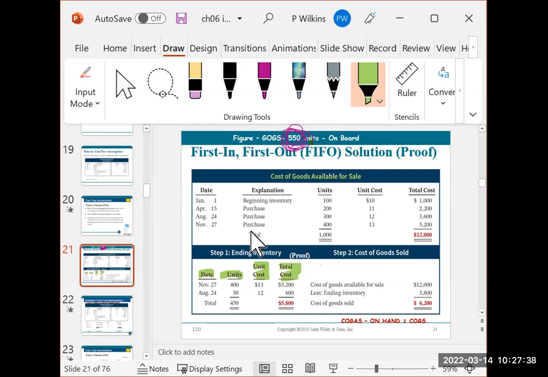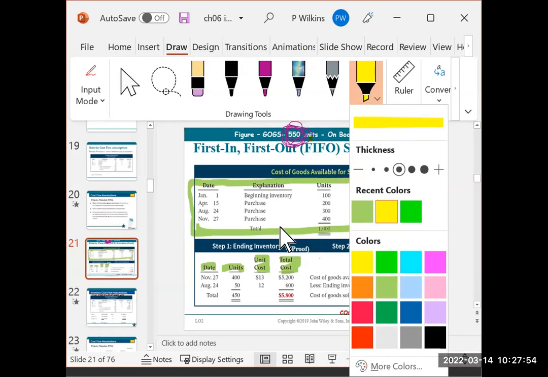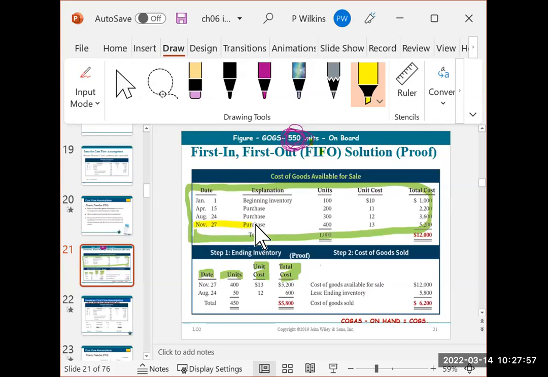All right, so what do we want to get to? We want to get to 450 units. We look at the cost of goods available for sale at the top, and we count from the bottom up until we get to 450. November 27th, there was a purchase of 400 units at $13 each for a total of $5,200. We're going to take all 400 units because we're trying to get to 450. So in our proof we go November 27th, 400 units, $13 each, total $5,200.